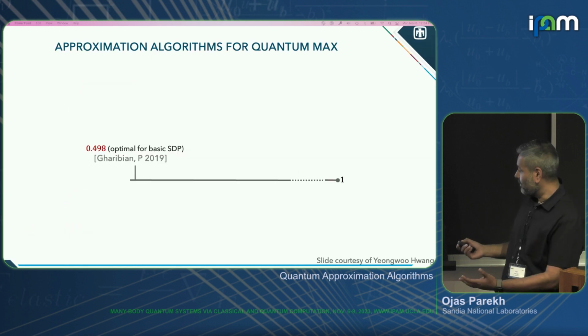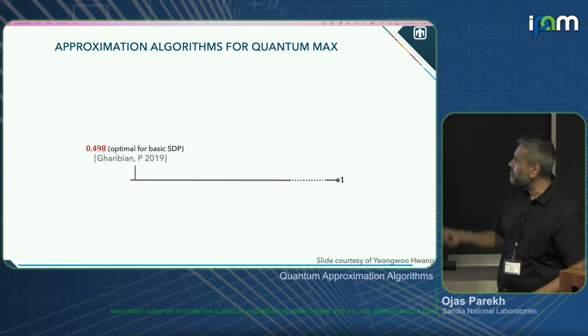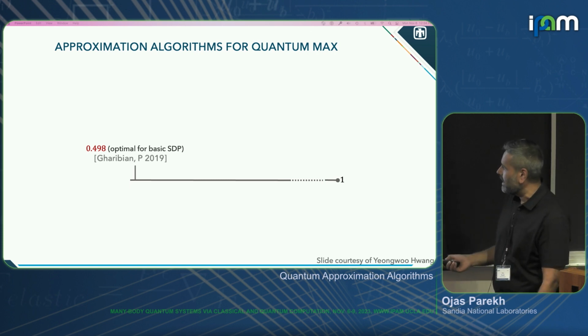Okay. So now, let's get back to this idea of can we come up with a picture like this for some canonical local Hamiltonian problem? And I'm not claiming quantum max cut is a canonical local Hamiltonian problem, at least not just yet, but let's see if we can do this for quantum max cut.